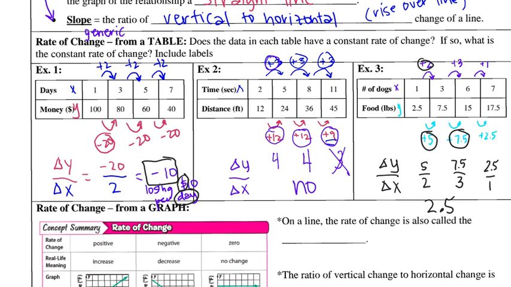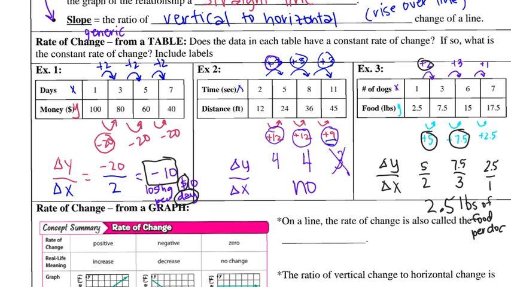So because all of those change in y's over change in x's are all giving you the same answer, your final answer is that yes, this does have a constant rate of change. And so then it says, if so, what is the constant rate of change? Include labels. You would say 2.5 pounds of food per dog.